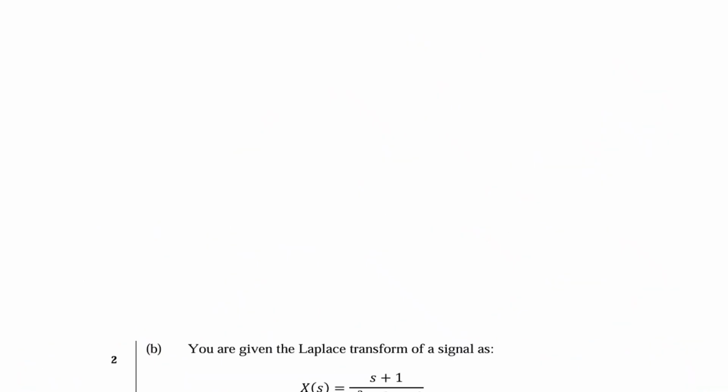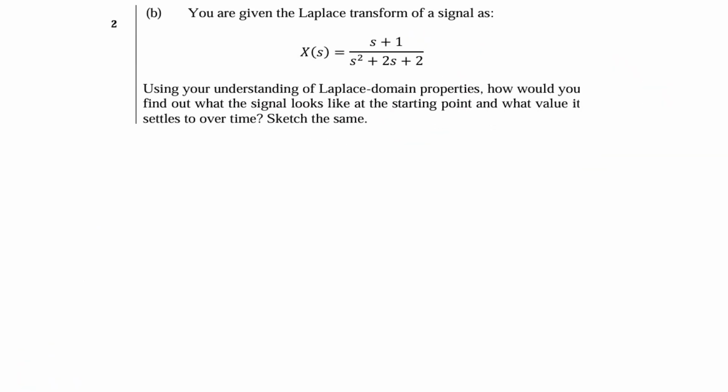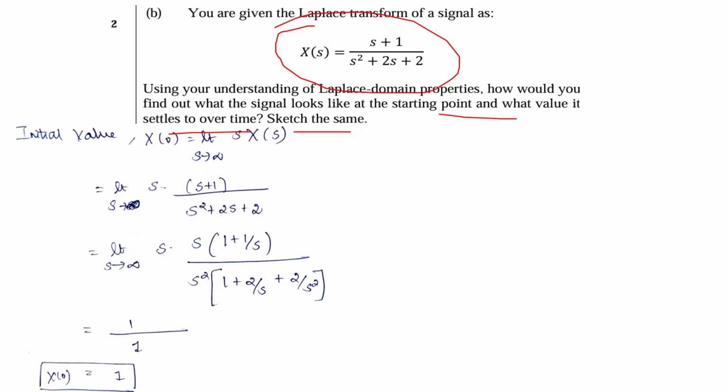Okay, let's quickly check some more questions. Here the Laplace transform is given, and what to do here? Using your understanding of the Laplace domain properties, how would you find out what the signal looks like at the starting point? It means we have to find out x(t), right? So how will you get the values? How will you find out what the signal looks like? The starting, means at x(0), and settling means after a very long time. So initial values and final values. So we have to find those, right?